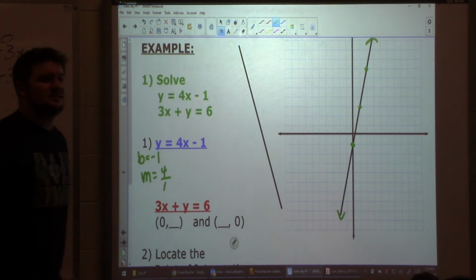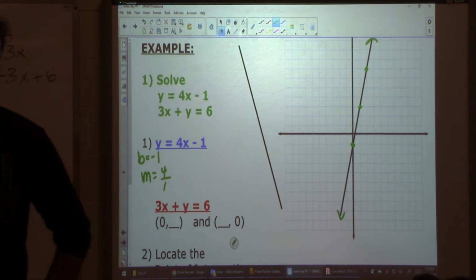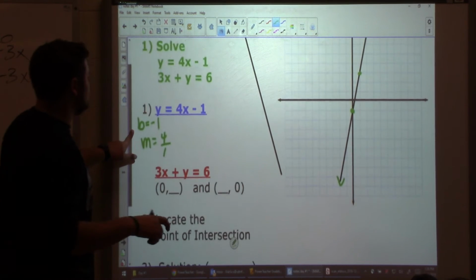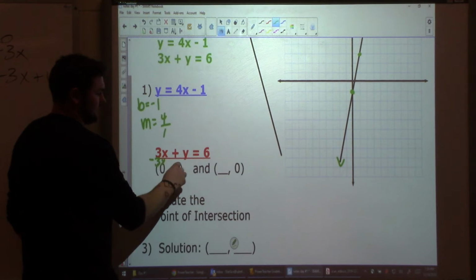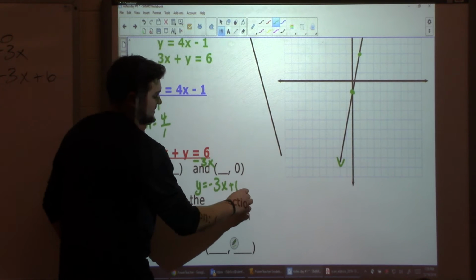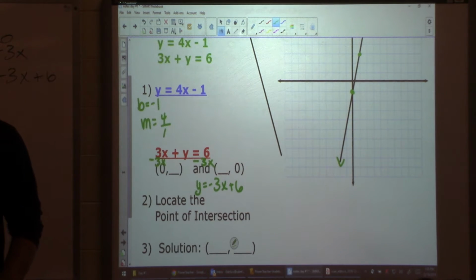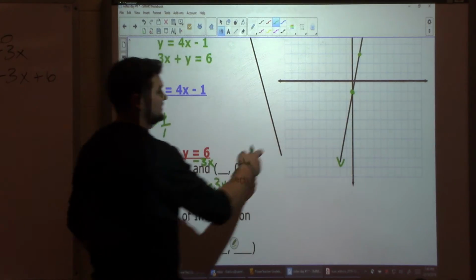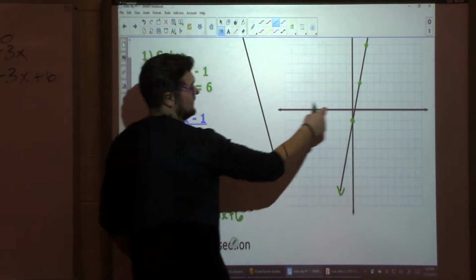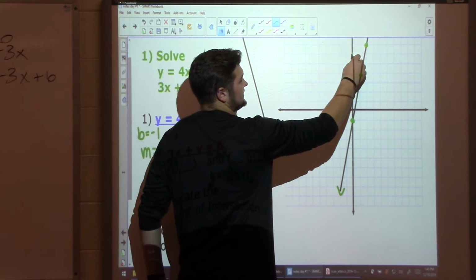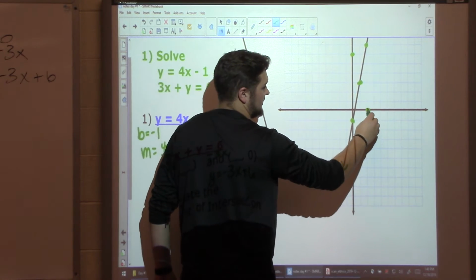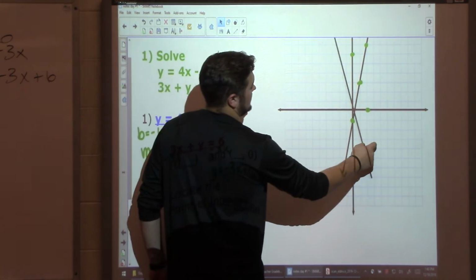3x plus y equals 6. I think most of you like to set it so it's y equals mx plus b, right? So I'll do that. I'm going to subtract 3x from both sides. I'm going to get y equals negative 3x plus 6. My y-intercept then is going to be at positive 6. 1, 2, 3, 4, 5, 6. And I'm going to go down 3 to the right 1. Down 3 to the right 1. And then I'm going to draw that line in.